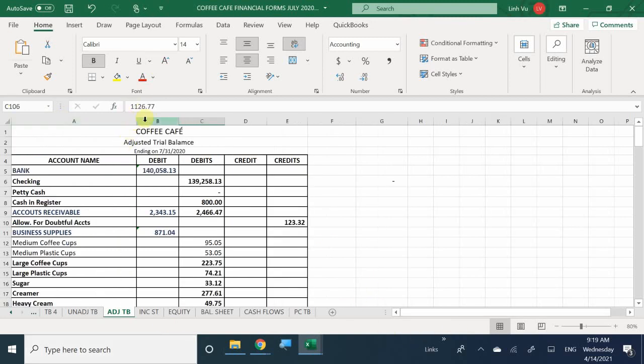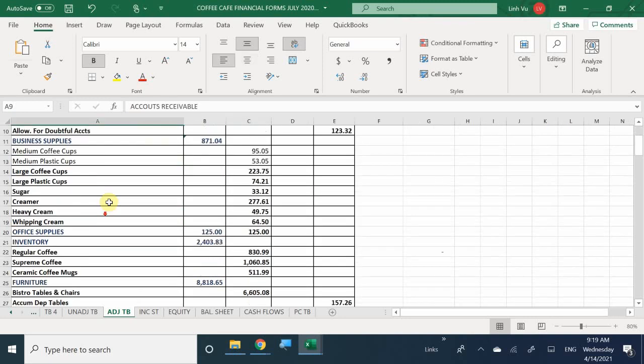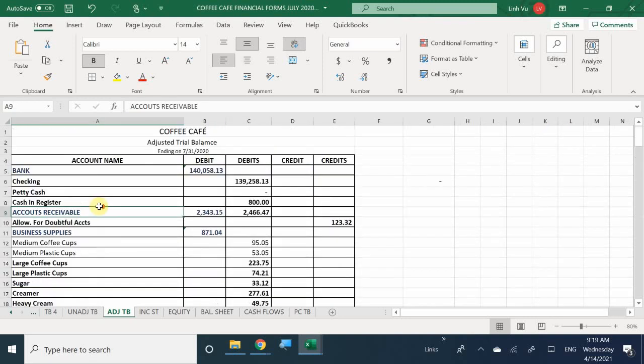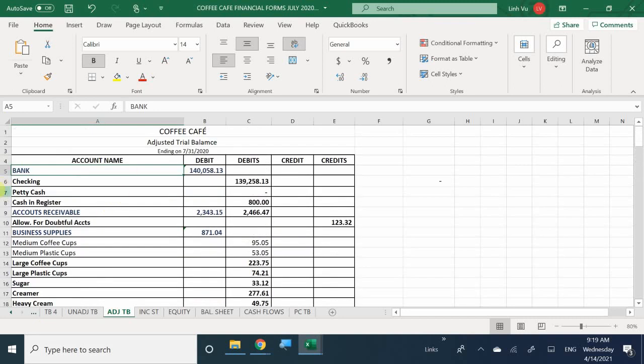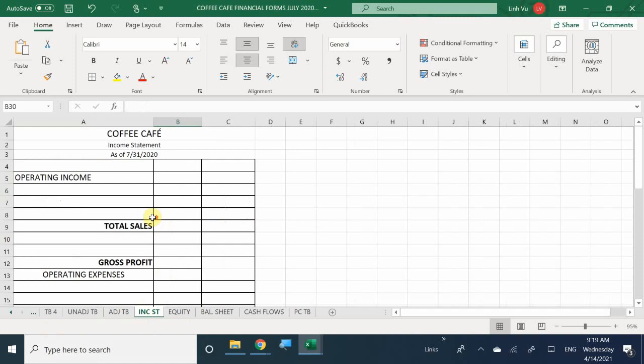So again, most, if not all, of your information is going to come directly from your adjusted trial balance, right? We made sure that every single main account was created so that when we complete our financial statements, we don't have to clutter them with so many accounts. We just utilize only the main accounts. So let's get started with our first one, which is the income statement.